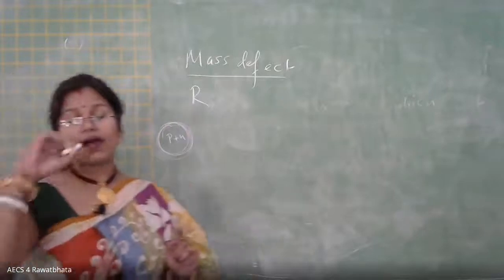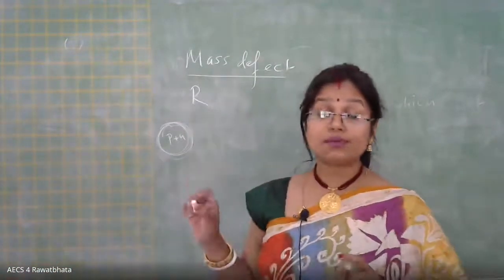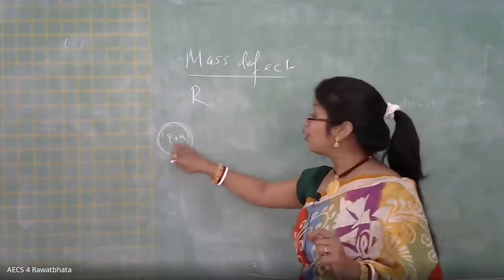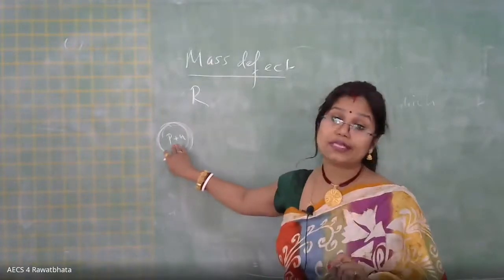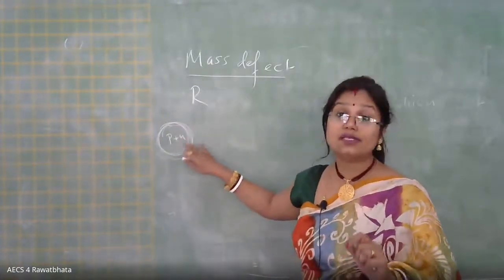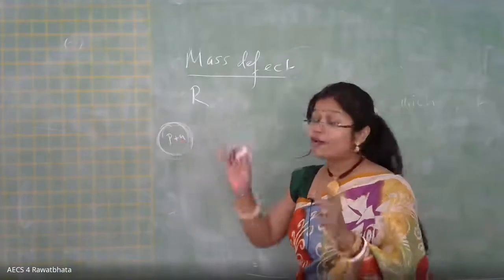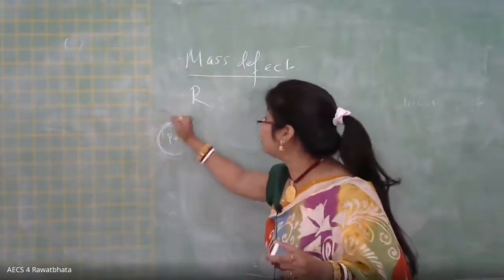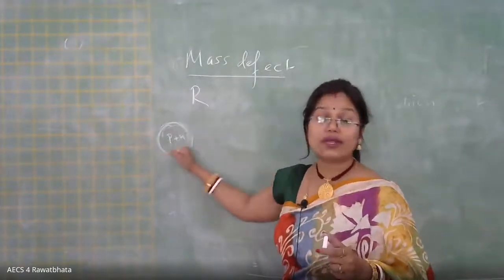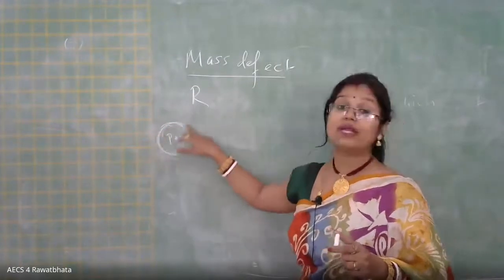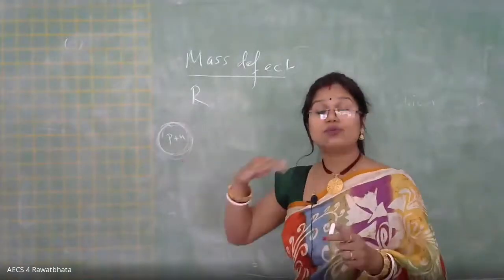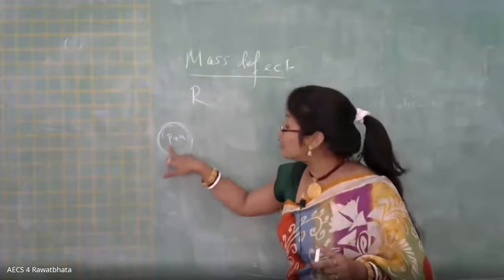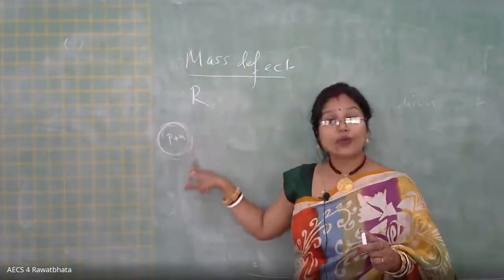So what happened here? It is always found that the rest mass of the nucleus is always less than the mass of the particular nucleons from which it is made up. The nucleus consists of protons and neutrons. So if we talk about the rest mass of the nucleus, this rest mass is found to be always less than the mass of the nucleons, protons and neutrons, from which it is made up.